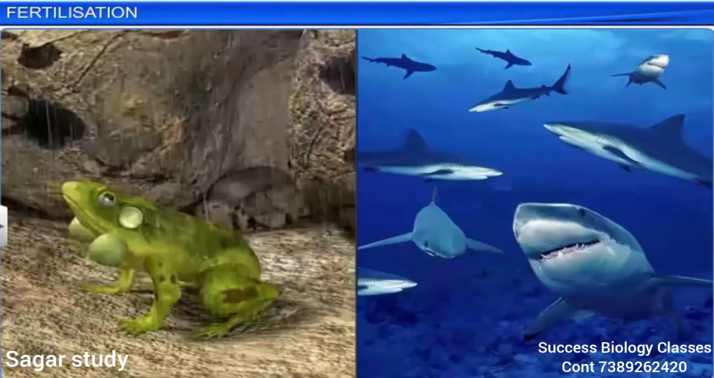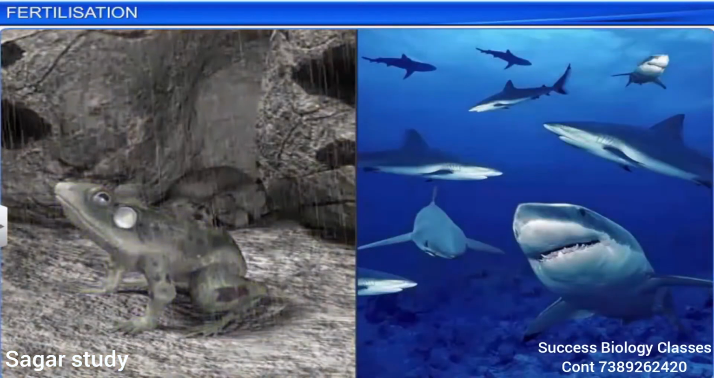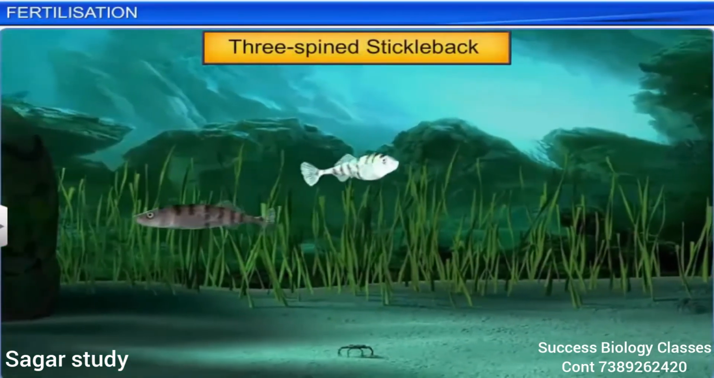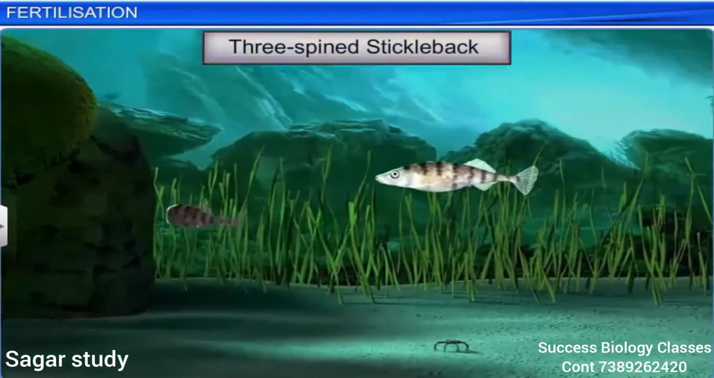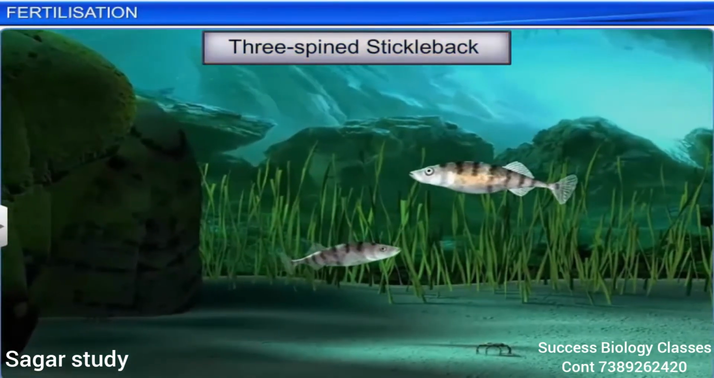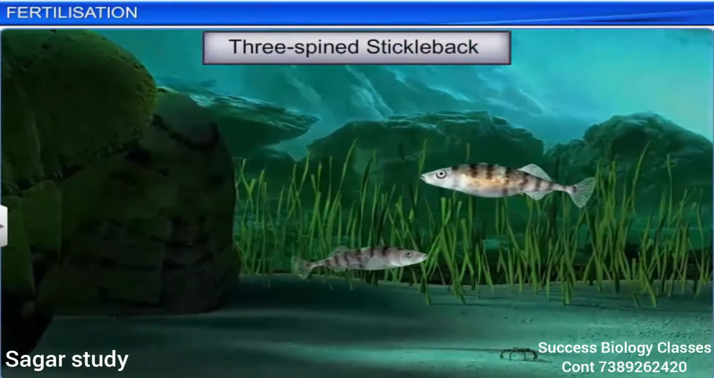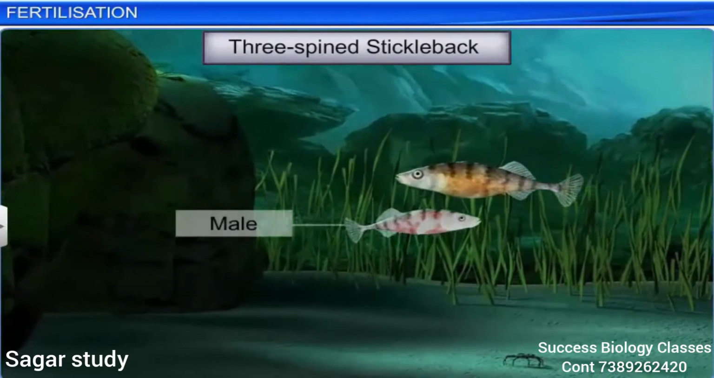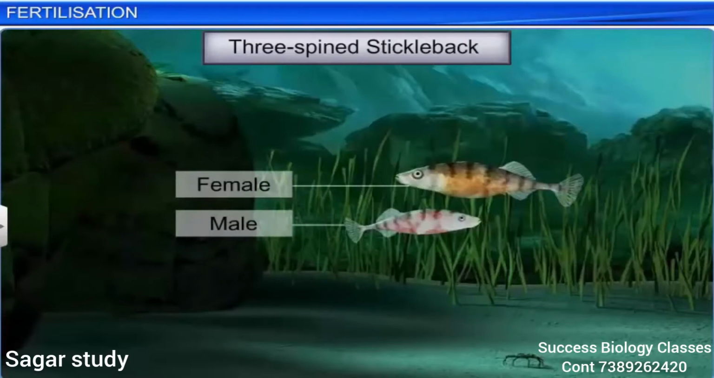Interestingly, frogs and other organisms, including fish that engage in external fertilization, undergo several bodily changes during the breeding season to attract mates. Take the case of the three-spined stickleback, where both the male and female sport a silvery white belly. However, during the breeding season, the belly in the male changes to bright red, and in females, pale yellow.